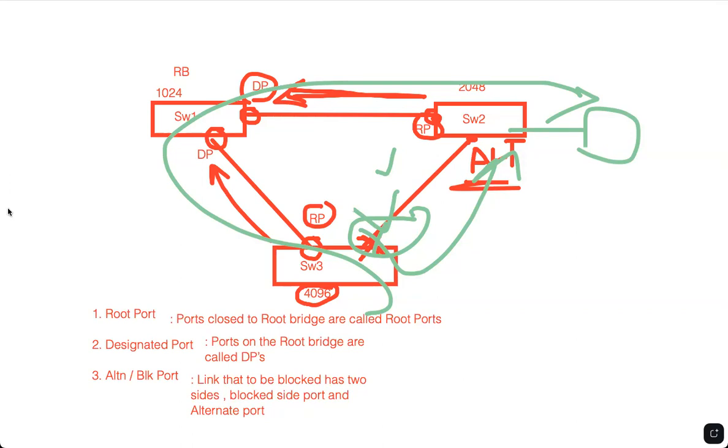The one which we discussed now is common spanning tree, which is the original spanning tree. Okay, it's the first edition of spanning tree. So they improved that. They did a flavor to it, which is called per VLAN spanning tree.